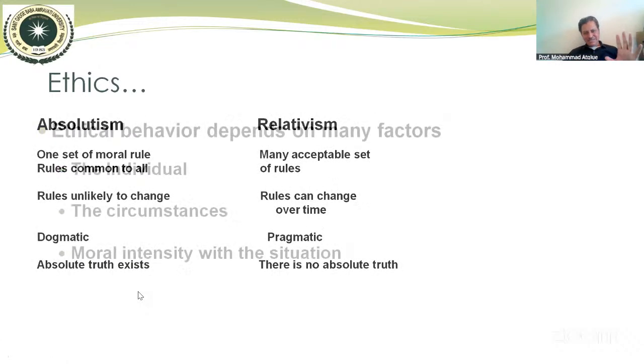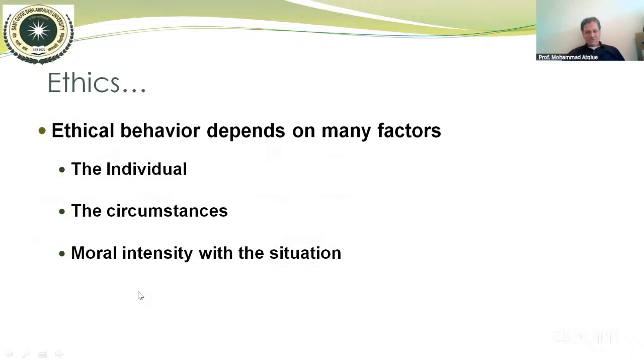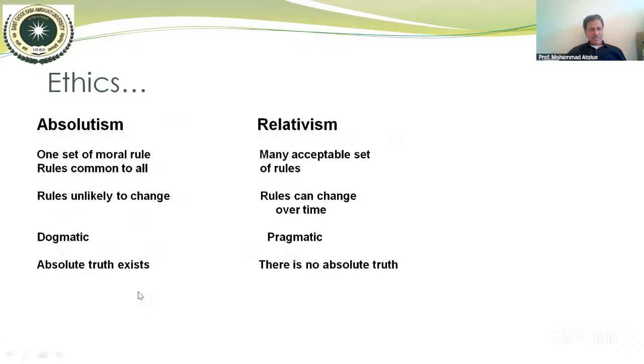Now, having said this, if you want to understand this in much greater detail, we need to understand the underlying theories behind this ethical behavior. As a matter of fact, there are two theories when it comes to human behavior, and we are using them in some way or the other. The very first theory is called the theory of absolutism.